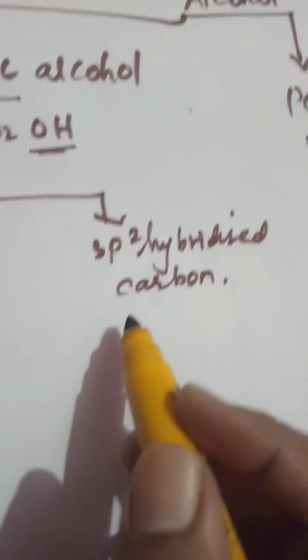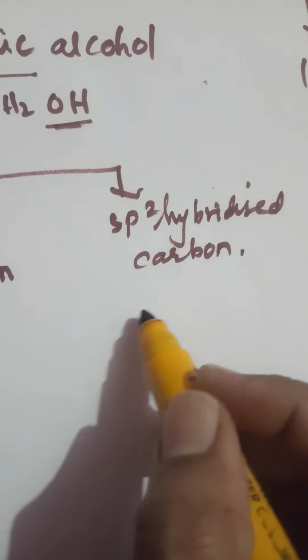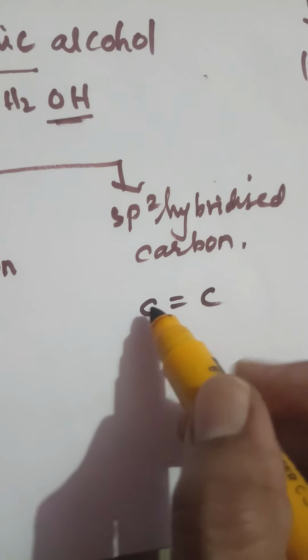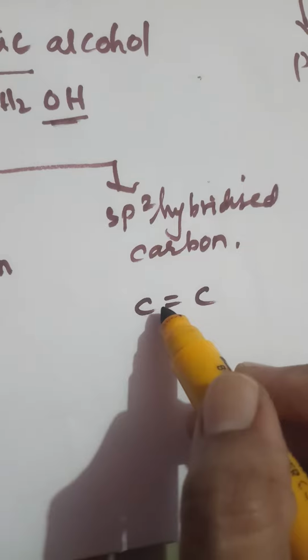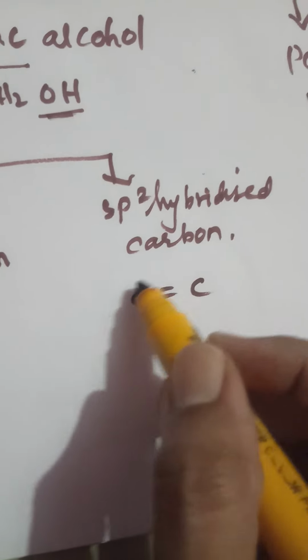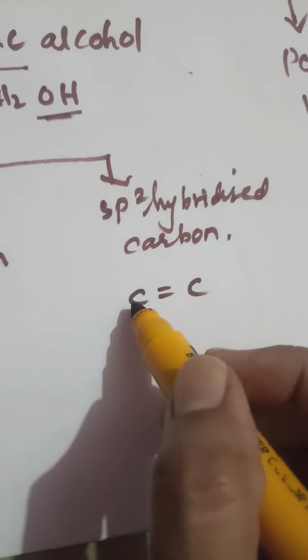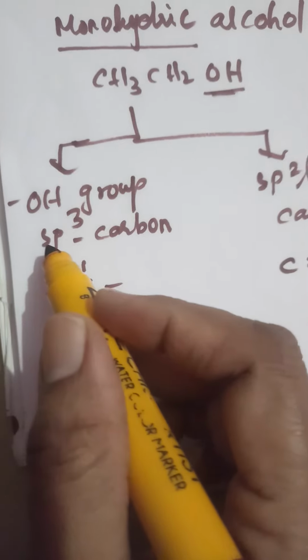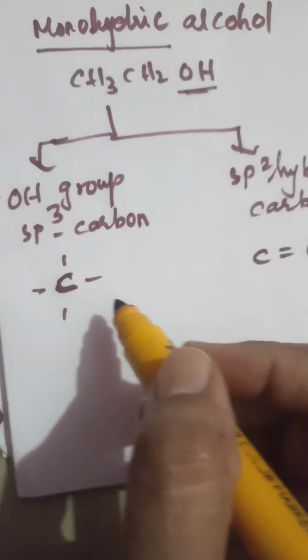Here sp2 hybridized carbon means the center carbon is bonded with another carbon with a double bond. So if there is any double bond between the carbon and carbon, or around the carbon, that carbon is present in sp2 hybridization. So if all the bonds are single bonds, that carbon is in the sp3 hybridized state.